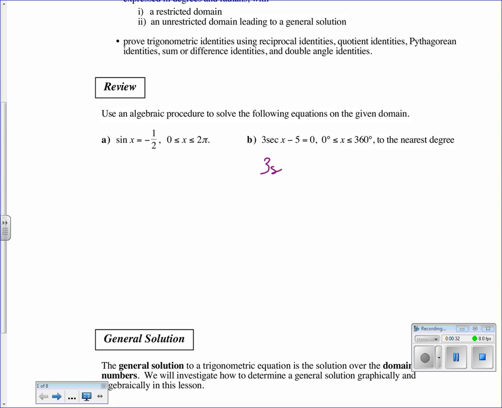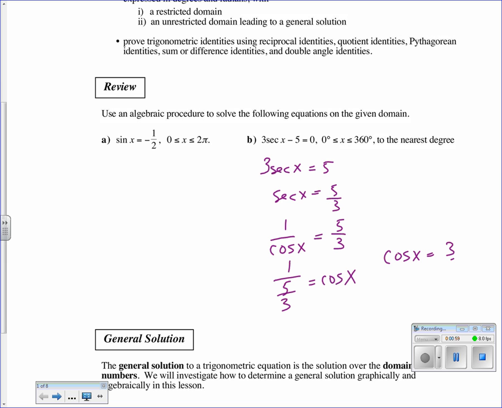3 secant x is equal to 5. Secant x is equal to 5 over 3, recognizing that secant is 1 over cosine of x is equal to 5 over 3. And then doing a little bit of algebra. So 1 divided by 5/3 would be equal to cosine x, or cosine x would be equal to 3/5. And we know how to do that on our calculator.